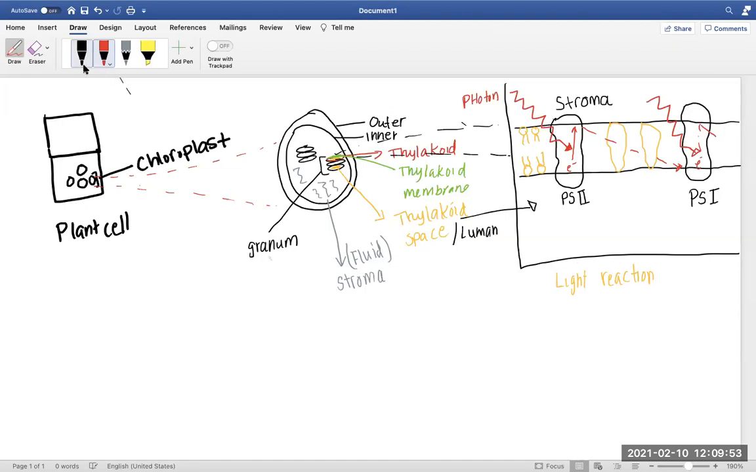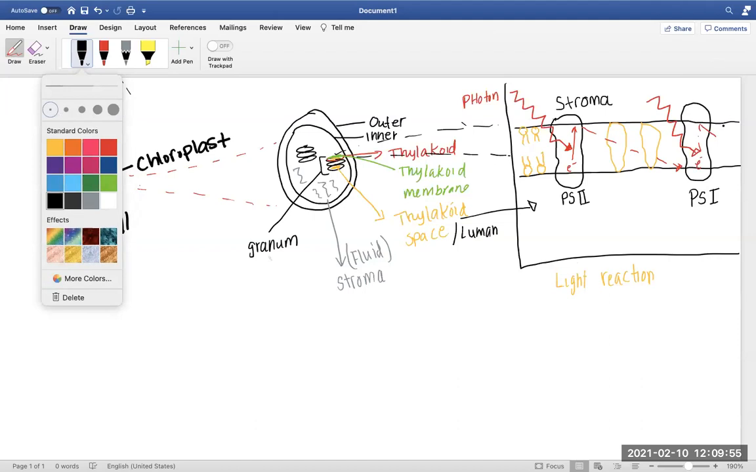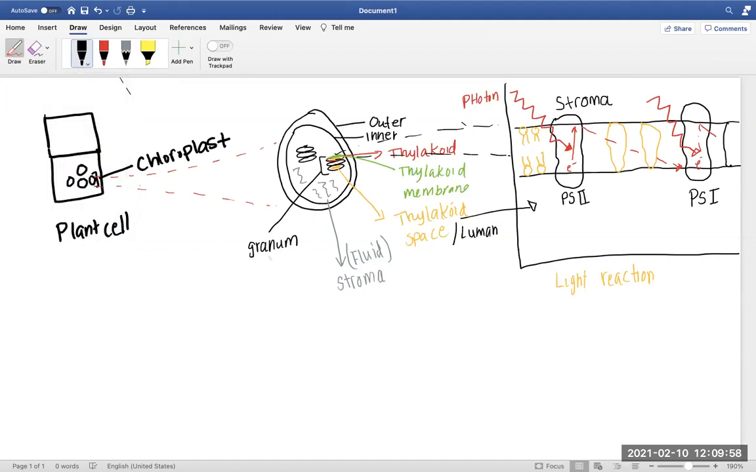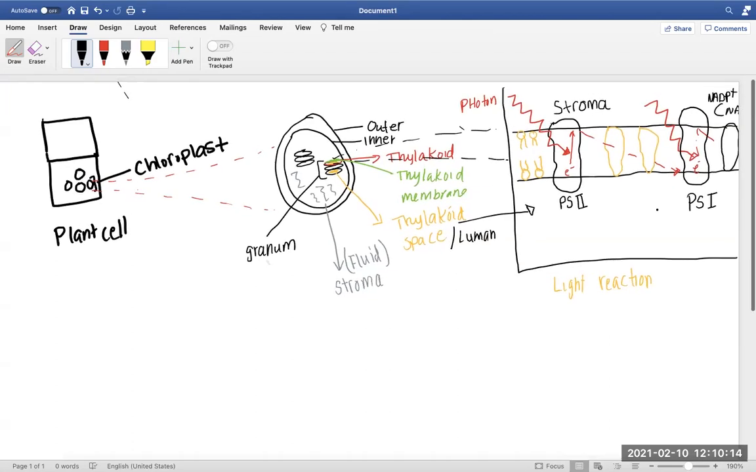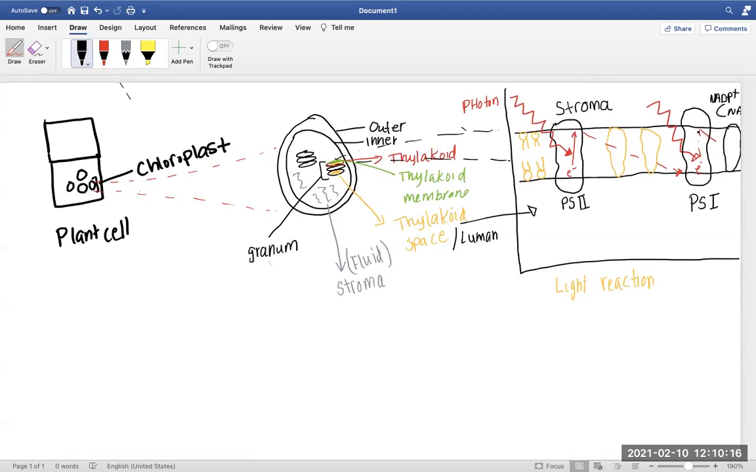And the last molecule that it goes to, so I'm going to try to draw it here, is the NADP plus. That's the final electron acceptor that turns into NADPH. I'm trying to write NADPH here. I don't have space. Please write that down on your own.